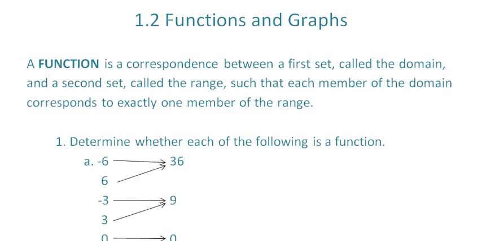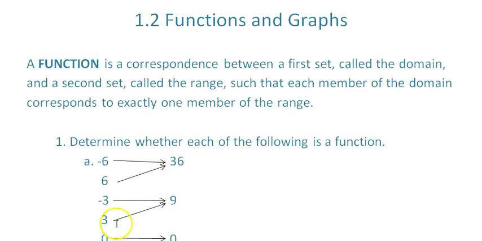Okay, this lesson is for section 1.2, functions and graphs, and we're just going to start out with the definition of a function, which is a correspondence between a first set called the domain and a second set called the range, such that each member of the domain corresponds to exactly one member of the range. So everything in the domain can only go to one thing in the range.